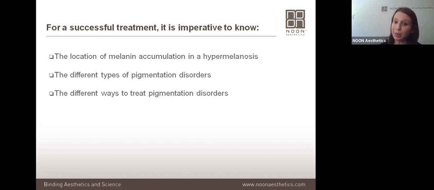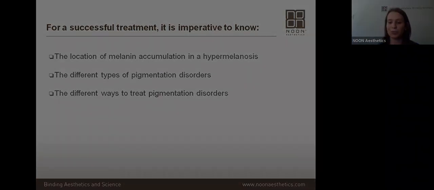Also the different types of pigmentation disorders, which of course are important. If it's lentigo or if it's melasma, we will treat it differently. And the different ways to treat the pigmentation disorders.